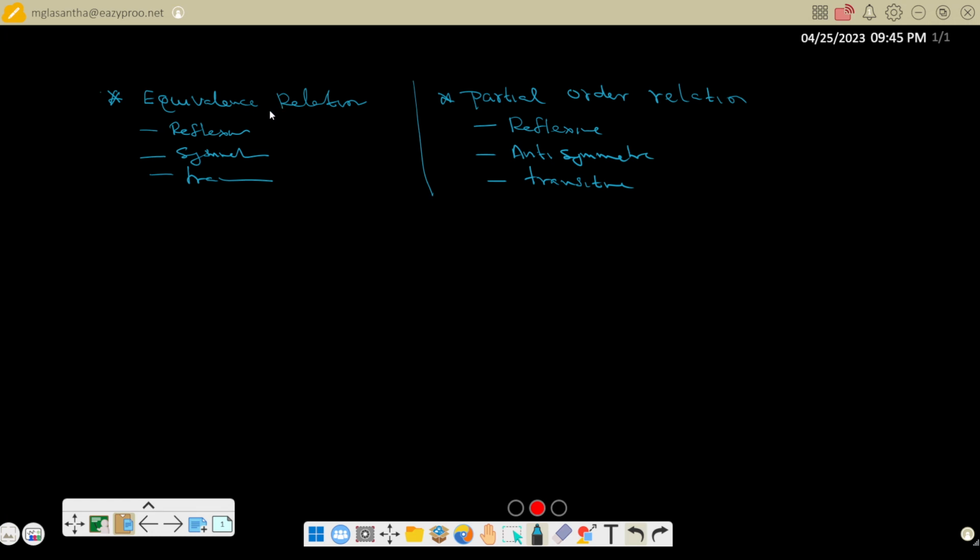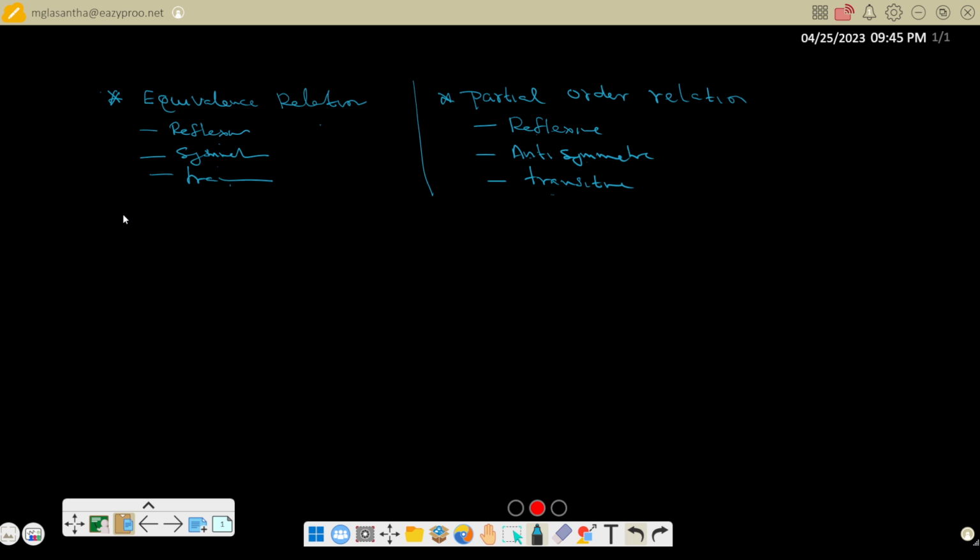The equivalent relation: if a relation is reflexive, symmetric, and transitive, then it is an equivalence relation. Partial order relation: reflexive, antisymmetric, and transitive. Right? Yes.